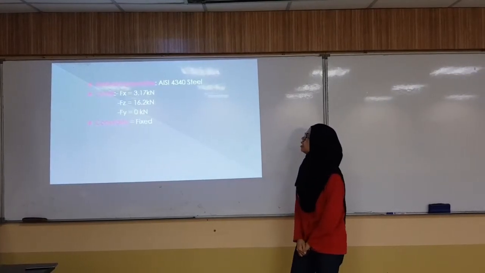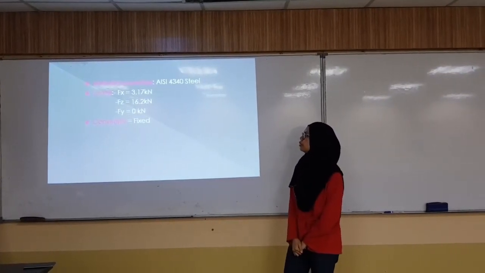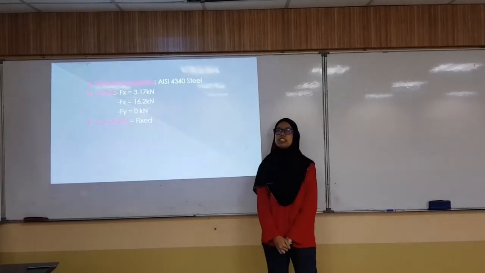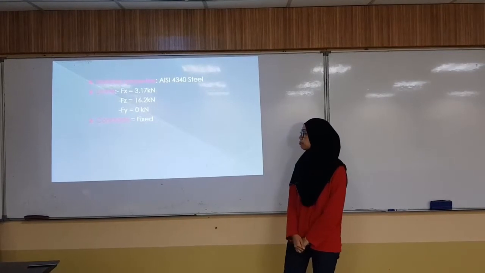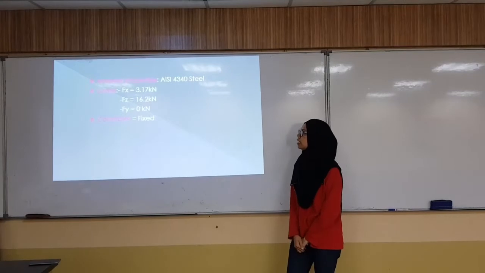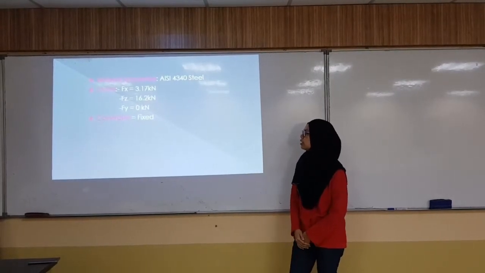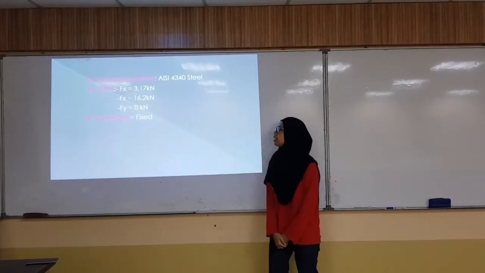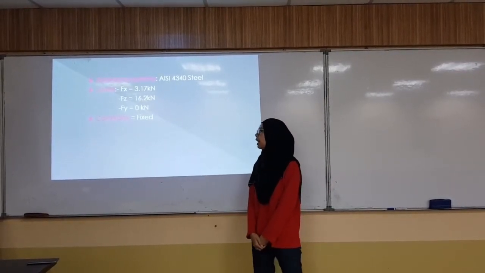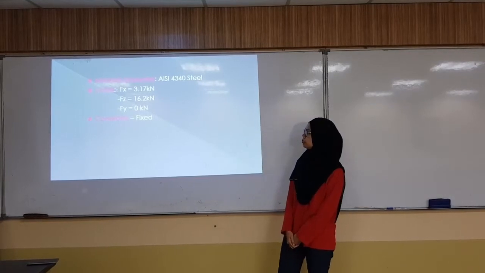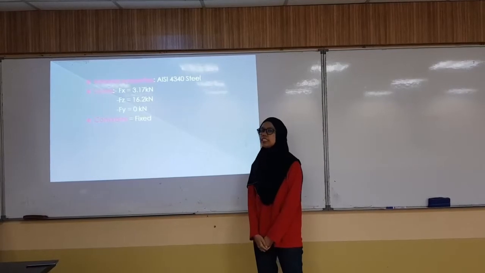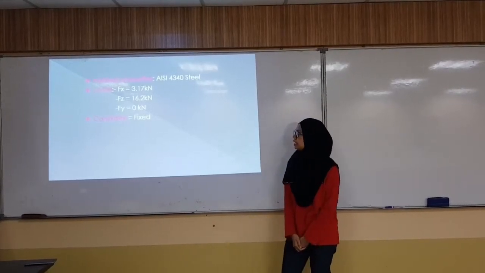So the material is AISI 4340 steel. We choose this material because it is available in the software. We choose the load at 30 degree crank angle because it has the critical forces. So in the software we insert the value of Fx as 3.17 kN and Fz as 16.2 kN, while at the y-axis there are no forces acting.